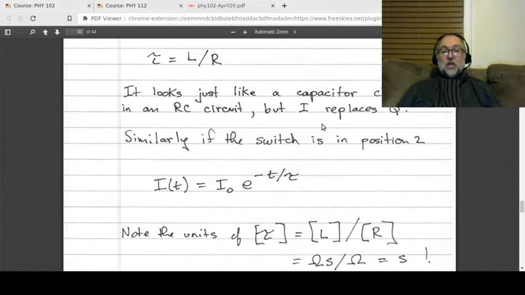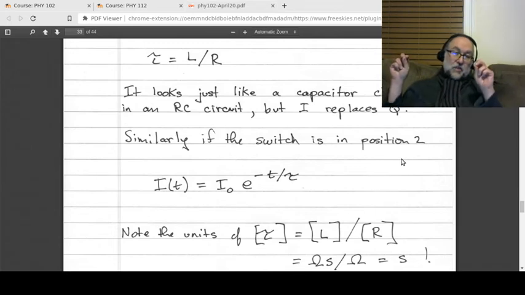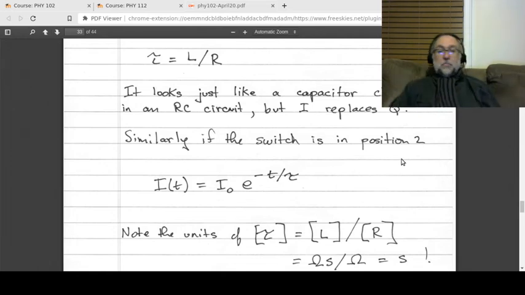Now, what if you put the switch in position 2? Well, in position 2, this is the equivalent of the discharging. Okay, so now the inductor is trying to push that current through the resistor, but the resistor slows down the current by dissipating away the energy as Joule heating, and so you'll have an exponential decay, and there's your exponential decay. Okay, I didn't even draw the graph, but it looks just like the graph that you saw for an RC circuit where it decreased down to zero.